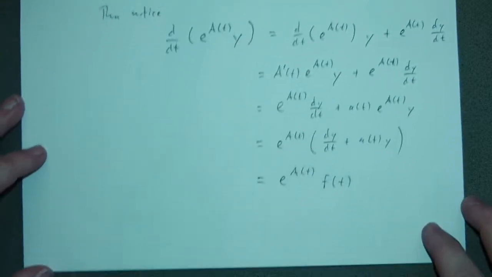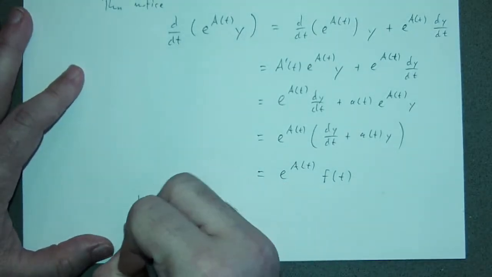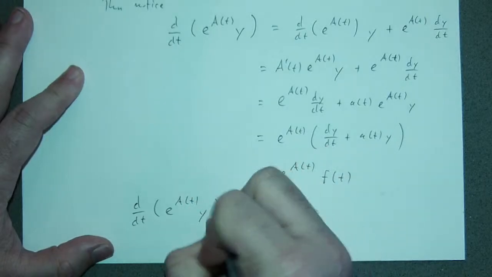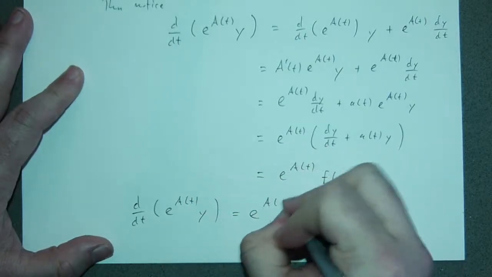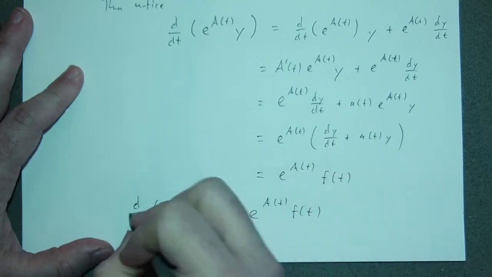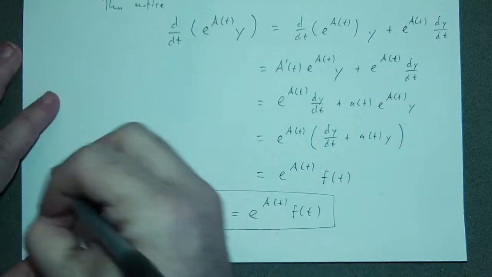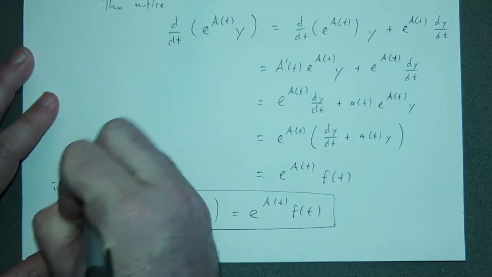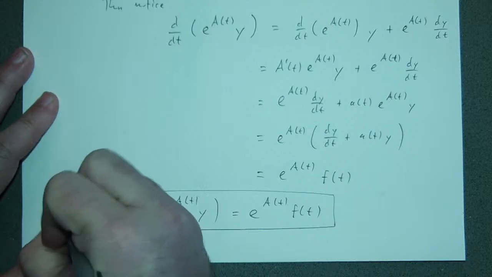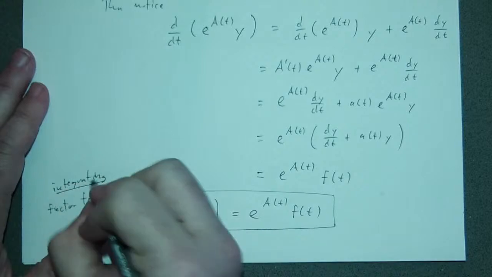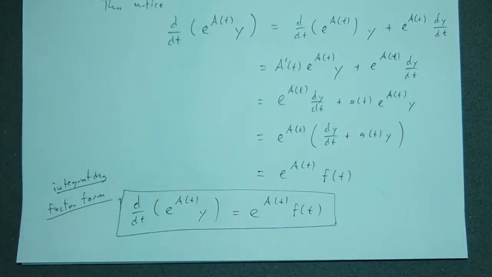So rewriting this, the derivative of e to the big A of t times y is equal to e to the big A of t times f of t. This is called the integrating factor form of the equation. The integrating factor in question is this e to the big A of t. That's my integrating factor. Okay.